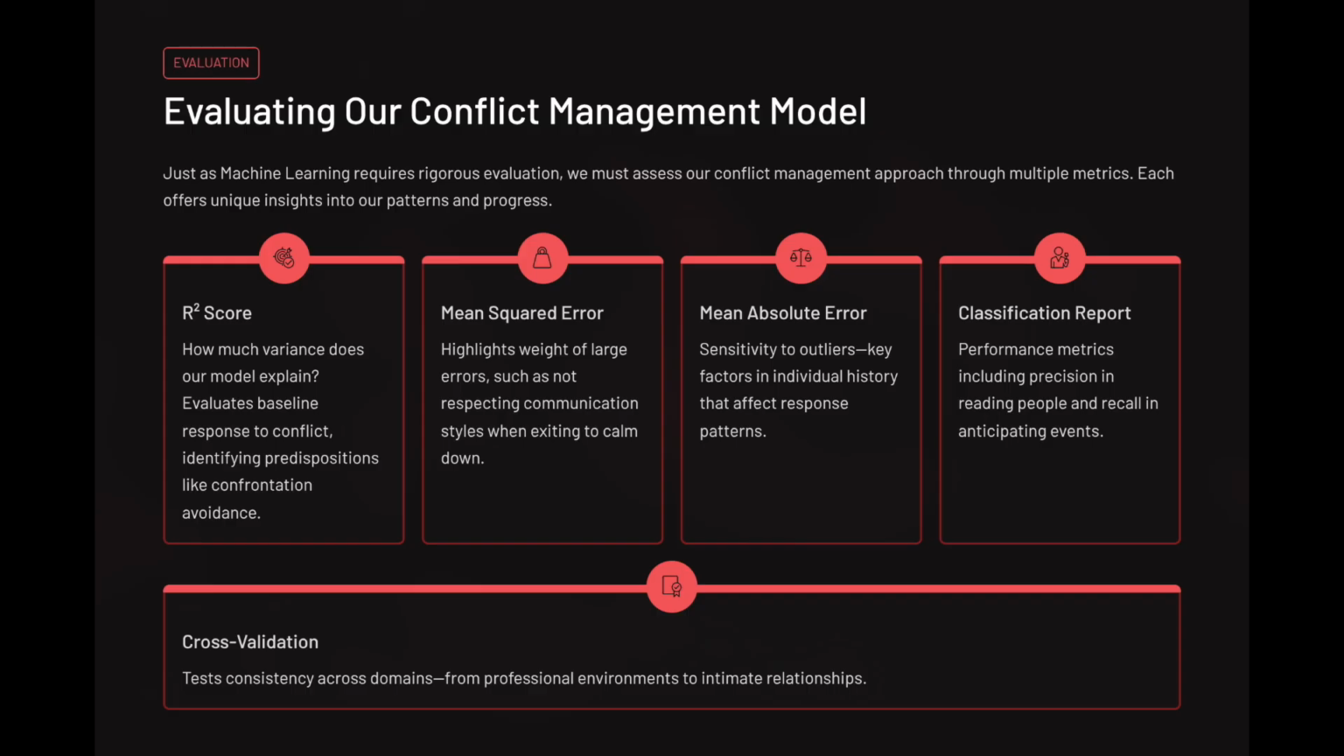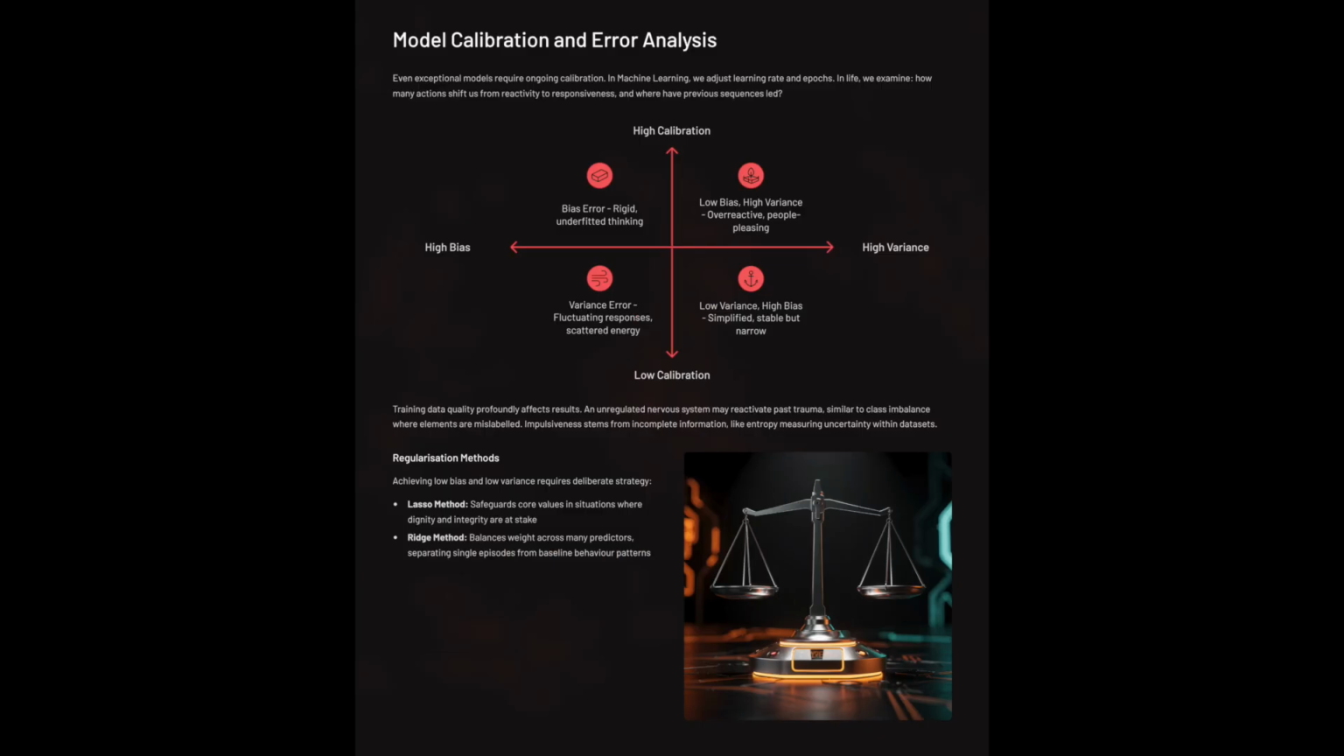Classification report gives performance metrics like precision in reading people and recall in anticipating events. Cross-validation tests your consistency across domains, from work to relationships. Even the best models require calibration. In ML, we adjust learning rate, frequency of moves, and epochs, number of reviews. How many actions are required in shifting from reactivity to responsiveness, and where did any other sequence get us?